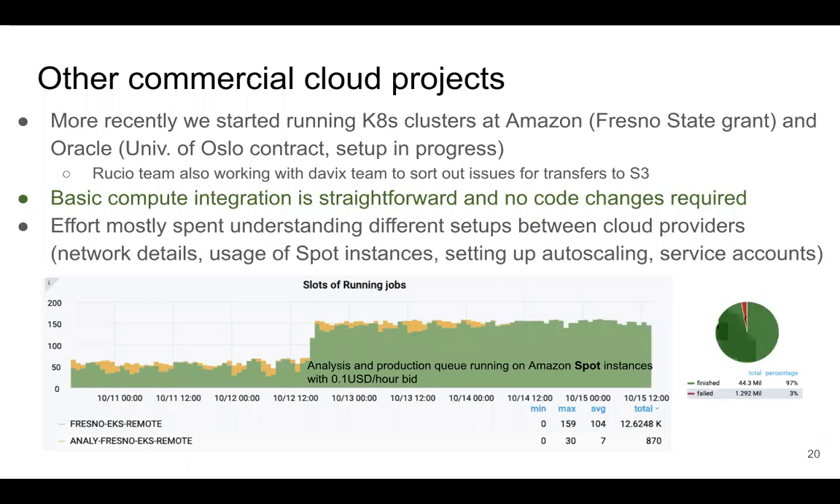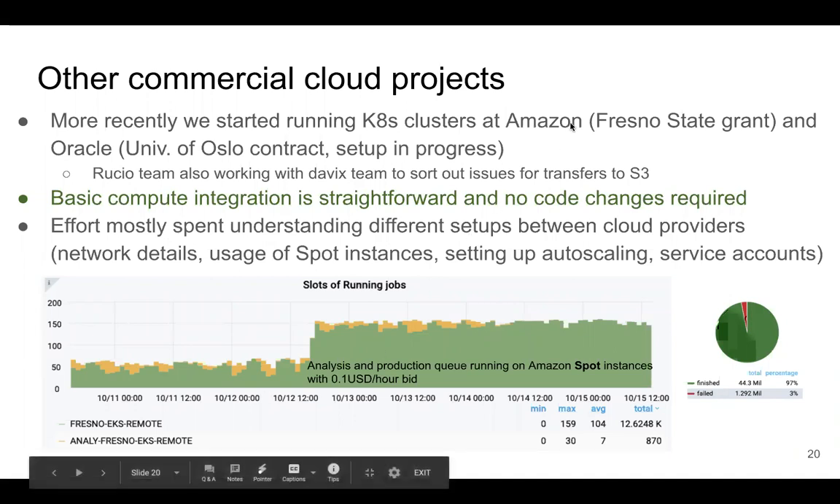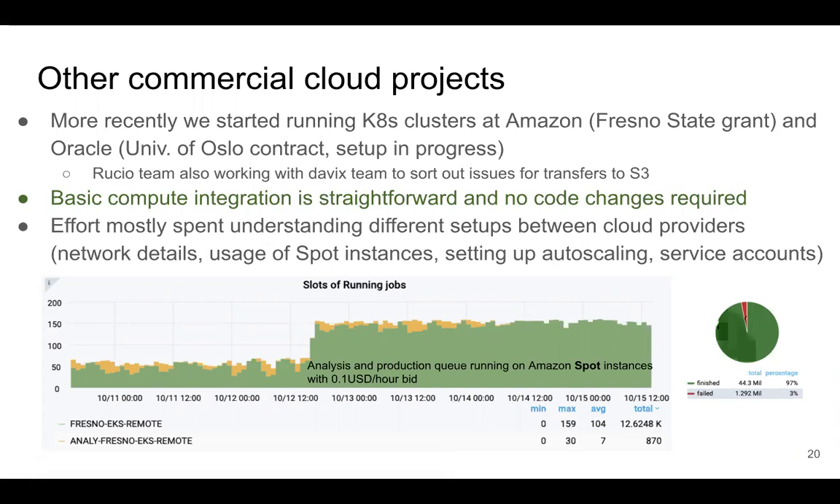We also have other commercial cloud projects going on more recently. In particular, we have one at Amazon that is a grant that is owned by the Fresno State University. And there I'm collaborating directly. And then there is a project in Oracle where University of Oslo, I think they have a contract, and a person from Oslo University is doing the setup for the Kubernetes cluster there. And my experience using these different clouds has been that the basic compute integration is straightforward, and you don't have to do any code changes in Harvester.